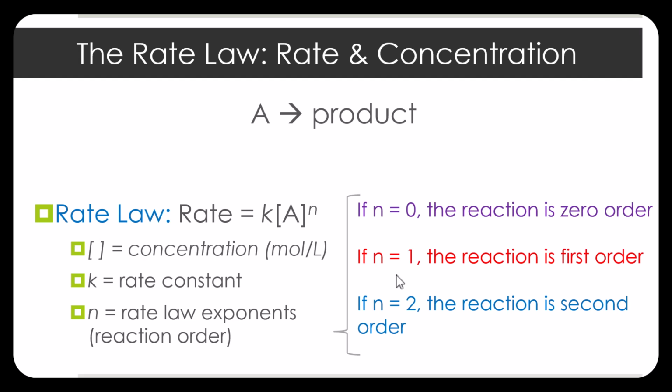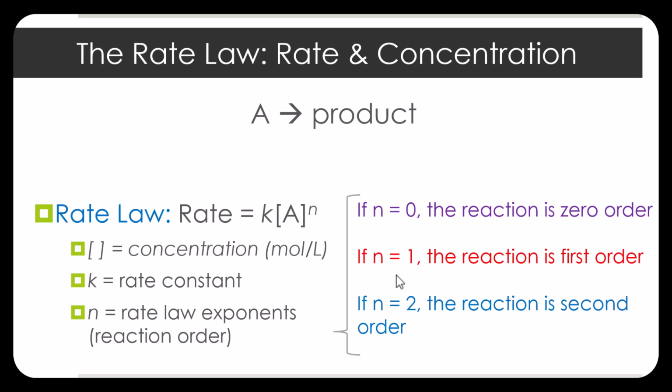Zero order is when the concentration of the reactant is independent of the rate. So we could increase or decrease the concentration, and the rate's not going to change. For first order, it's directly proportional. So if I double the concentration of A, the rate is going to double. If I triple the concentration of A, the rate is going to triple.